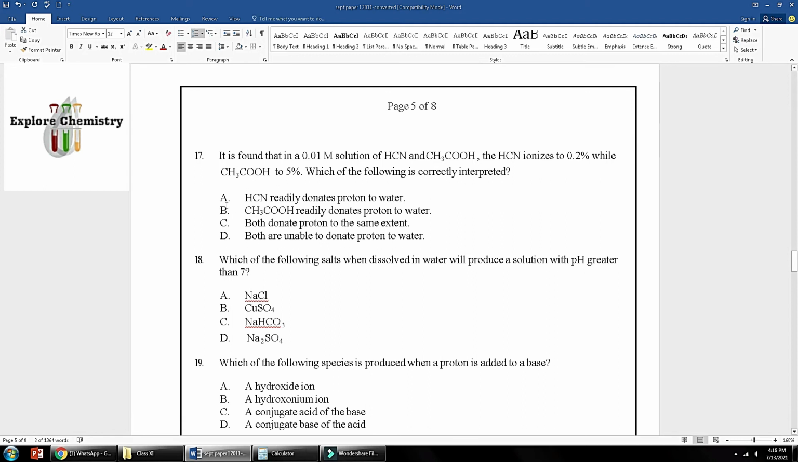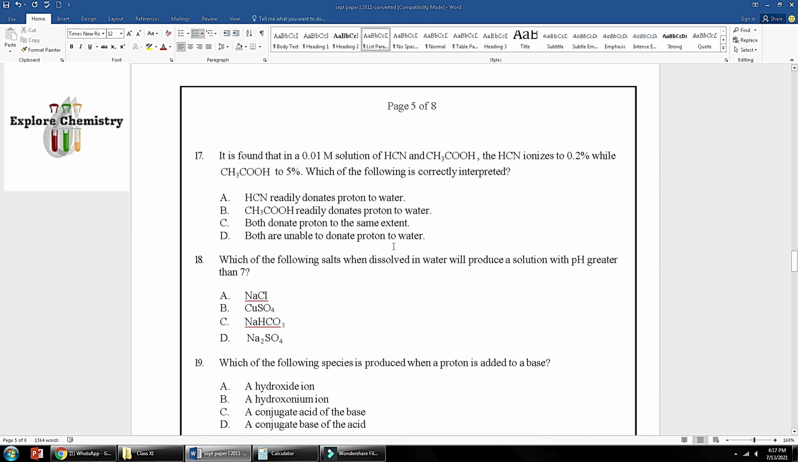Now number 17, it is found that 0.01 M solution of HCN and acetic acid, the HCN ionizes 0.2% while acetic acid 5%. Which of the following is correctly interpreted? Now ionization percentages are given, which shows acetic acid can ionize more. So first option is HCN readily donates proton to water. Second option is acetic acid readily donates proton to water. Both donate proton to the same extent? No, the extent is not same because the percentages of ionization are different.